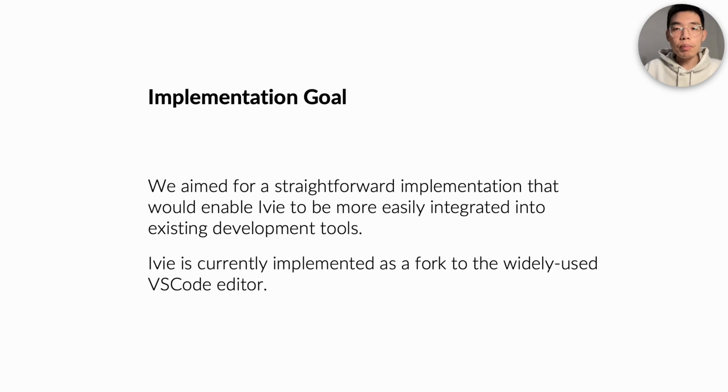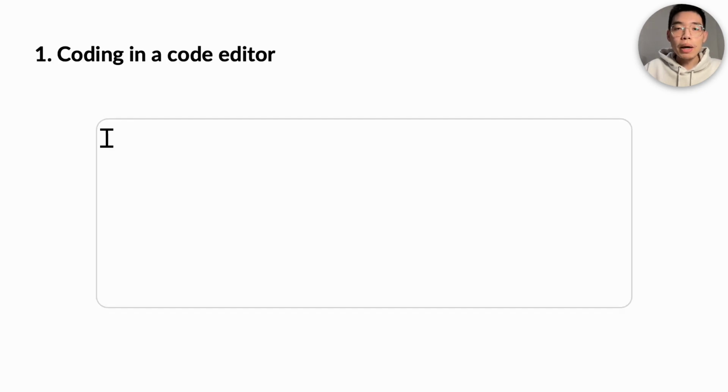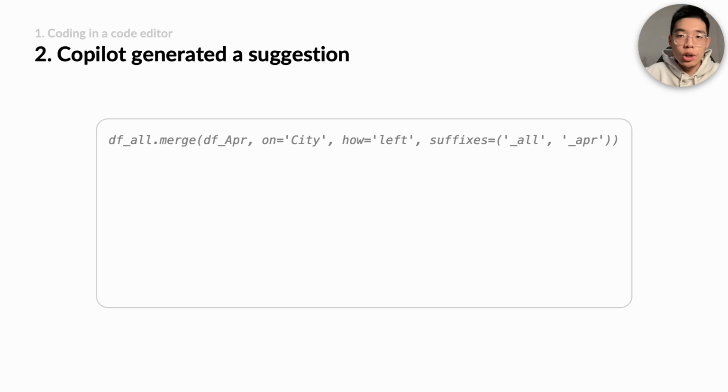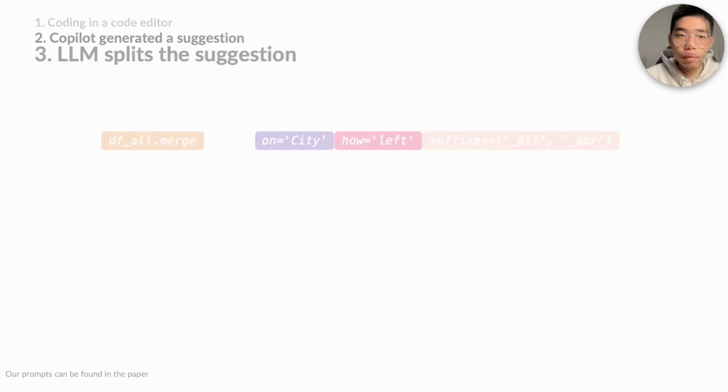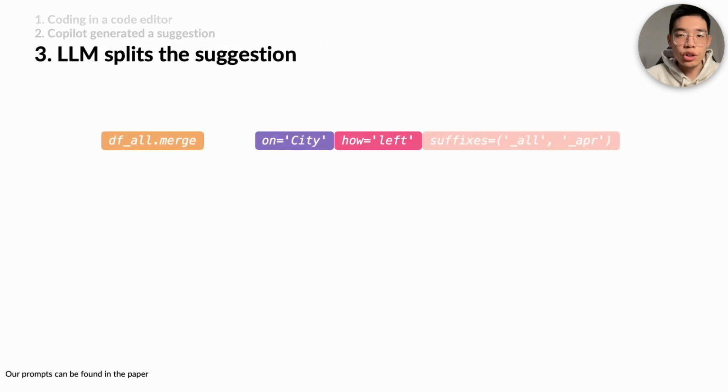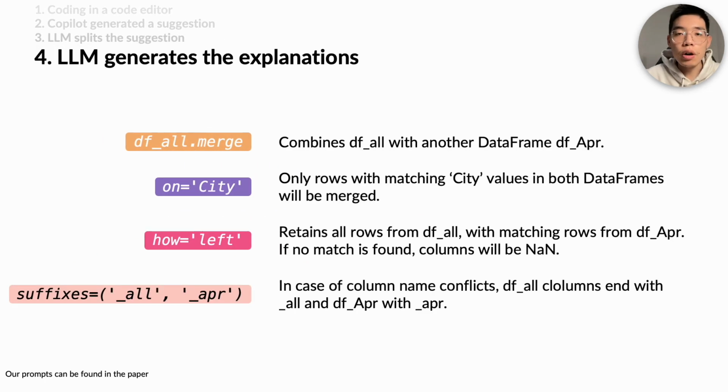Ivie is currently implemented as a fork of the widely used VS Code editor. Its backend works like this. The programmer is in a code editor. When Copilot generates a suggestion, at this point, we query a large language model, asking it first to split up the code suggestion into expressions and then explain each of those expressions separately.